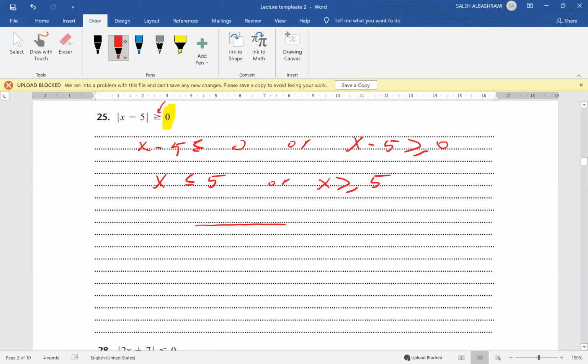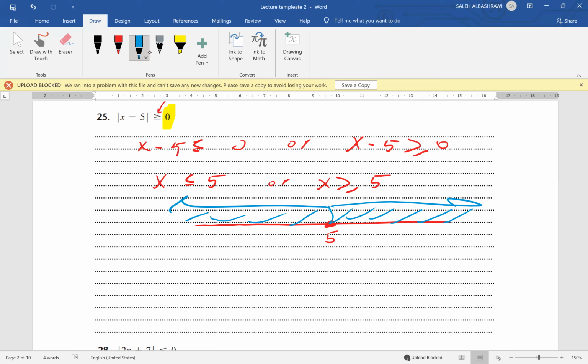So it will take at 5, either x will be less than or greater than. So this is from minus infinity to 5, union 5 to infinity. Or I just can write it as minus infinity to infinity because 5 is included in the two intervals. This is because the right-hand side is 0. So the solution set will be from minus infinity to infinity.